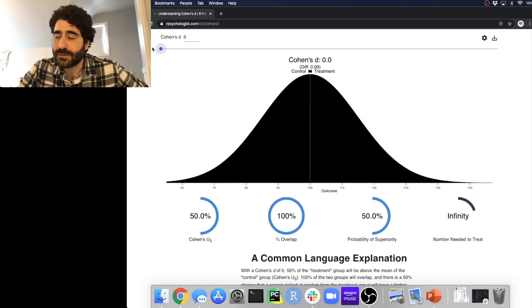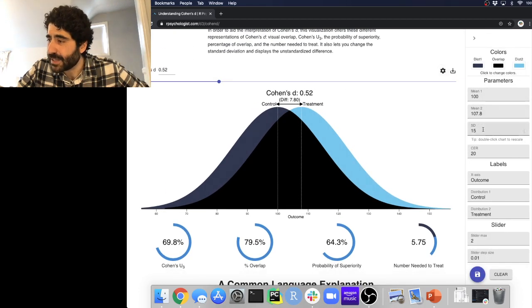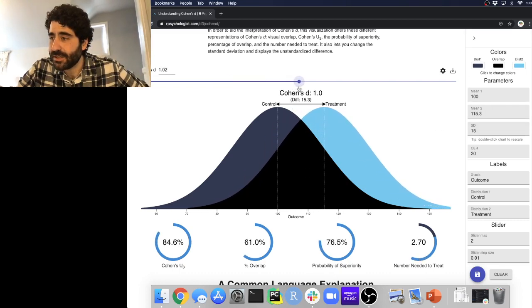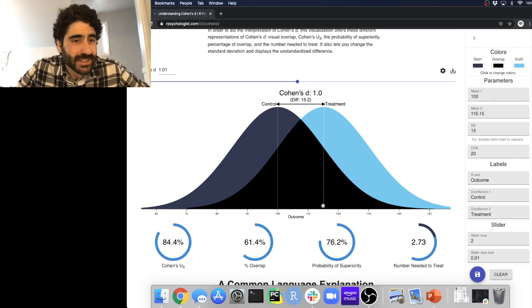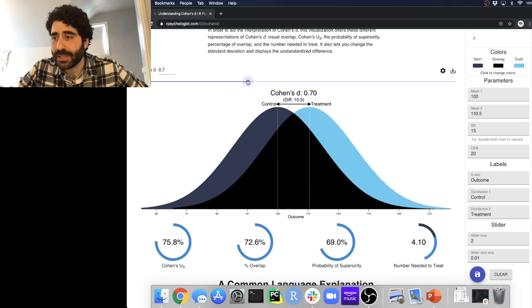And so if I put the slider all the way over here, right, the groups are exactly on top of each other. This is a Cohen's d of 0. And then I can start moving them apart. And so in this simulation here, by default, the standard deviation of the populations is 15. So a d of 1, for example, means that these populations are being put 15 apart. So we have the controls centered here at 100 and treatment centered here at 115. Maybe these are a little too small for you to see, but Cohen's d here is measuring how many standard deviations apart these populations are.